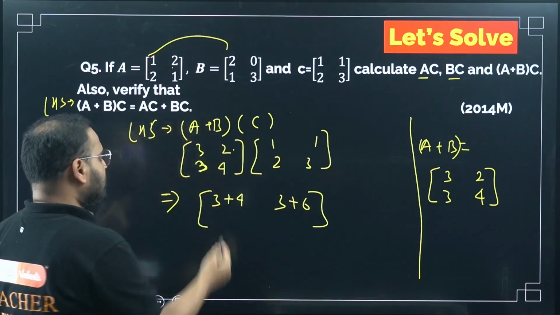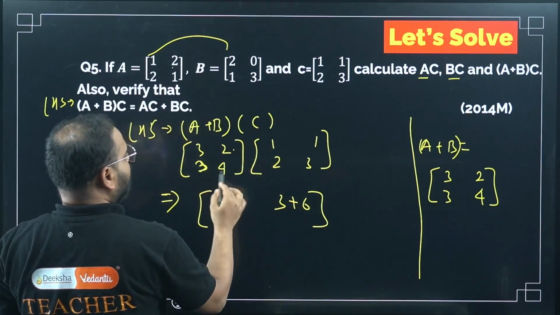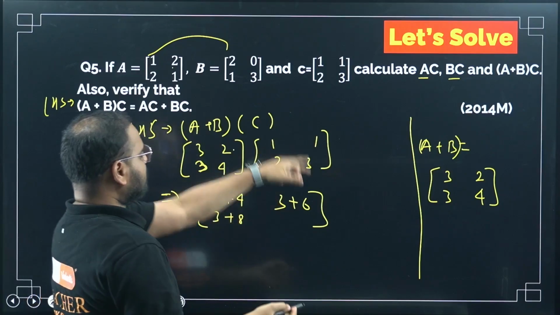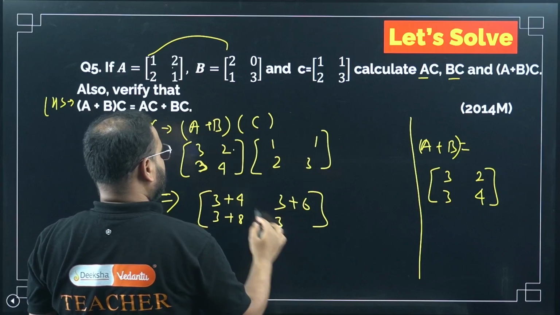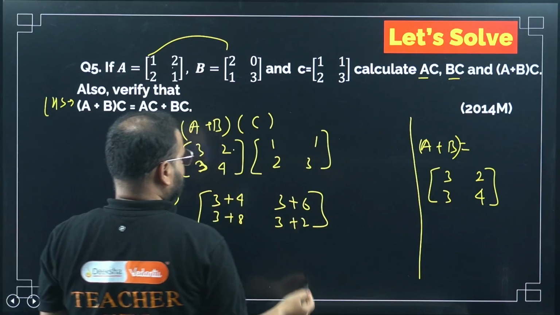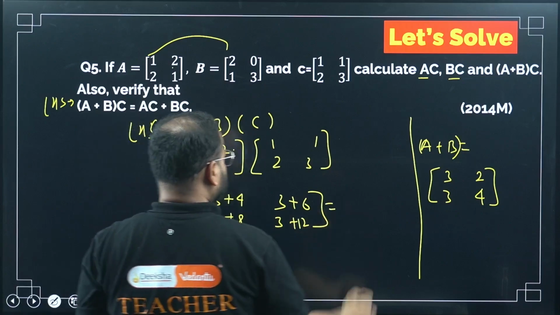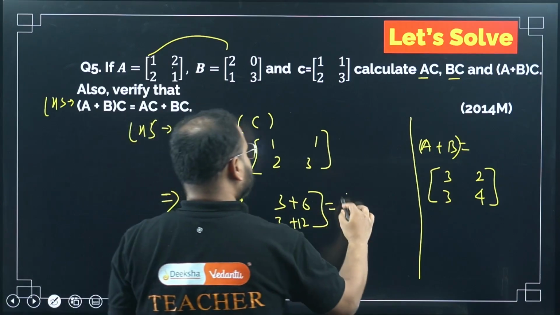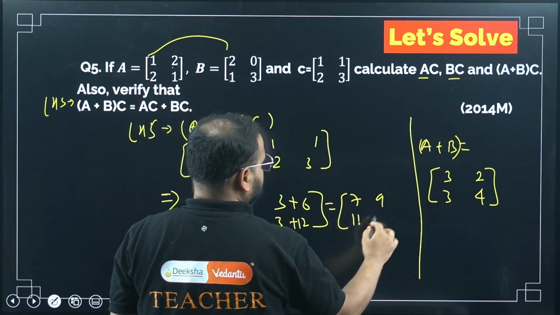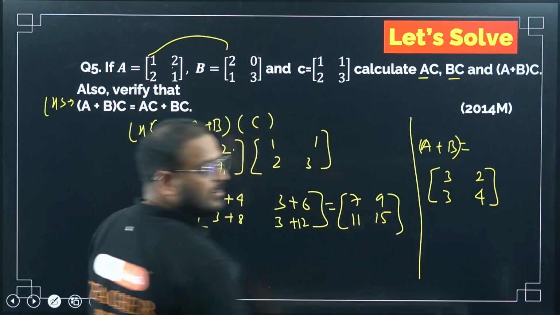Let's move on. Second row, first column: 3 with 1 is 3, 4 with 2 is 8. Second row, second column: 3 with 1 is 3, and 4 with 3, how much is it? 12. How much is my answer? Please simplify and get this: 7, 9, 11 and 15. So this is my LHS, right?